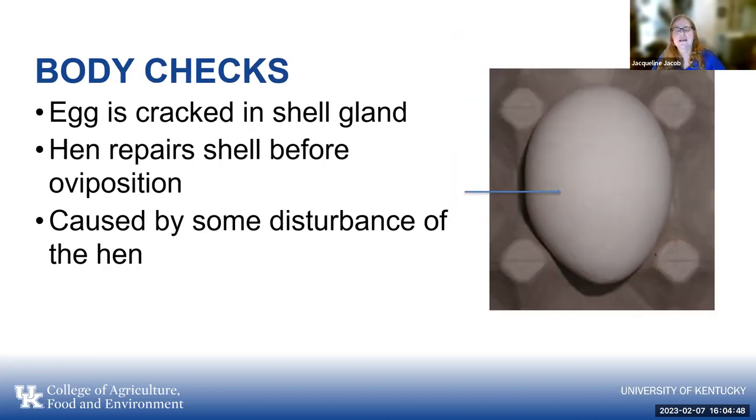A body check is a weakened part of the shell. The egg is cracked while it's in the shell gland, and the hen repairs the shell before it lays the egg. That's referred to as oviposition. This is usually caused by some disturbance of the hen, and so it's a weaker egg. Those are usually culled, and you don't normally see those in the store, but you could see them if you have a home flock.